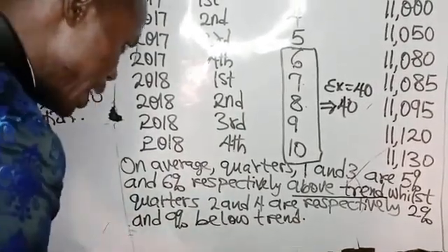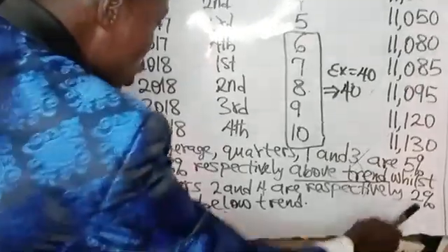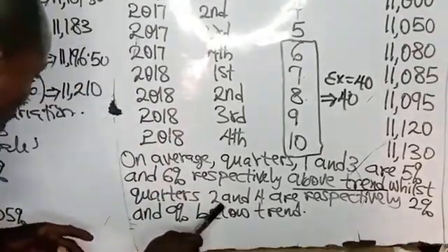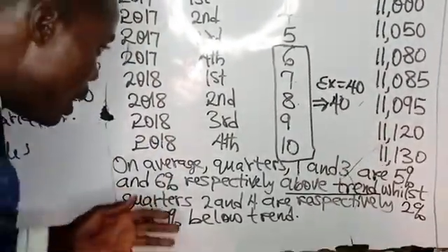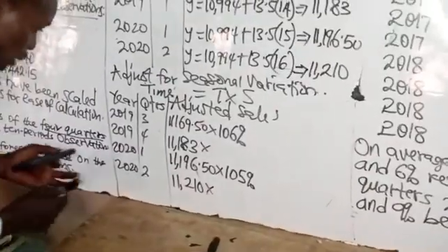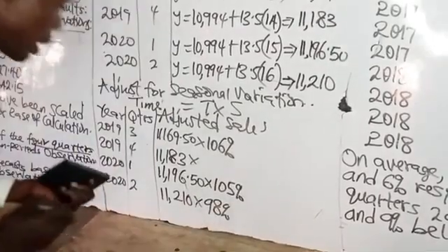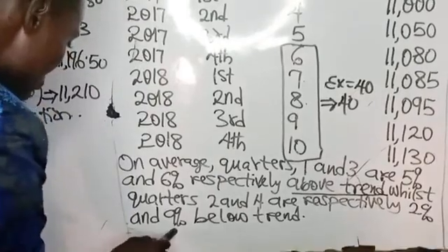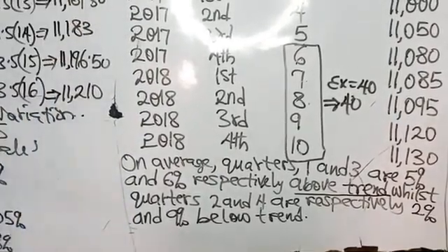If they are below trend, and percentage means per 100, then you subtract those percentages from 100%. Therefore, for quarter 2, if you subtract 2% from 100%, you'll be left with 98%. That is for quarter 2, which we have in the year 2020, 98%. Then quarter 4. If you remove 9% from 100%, you'll be left with 91%.